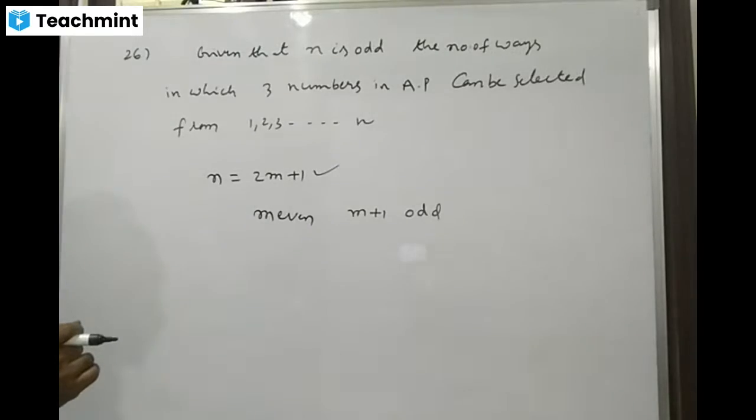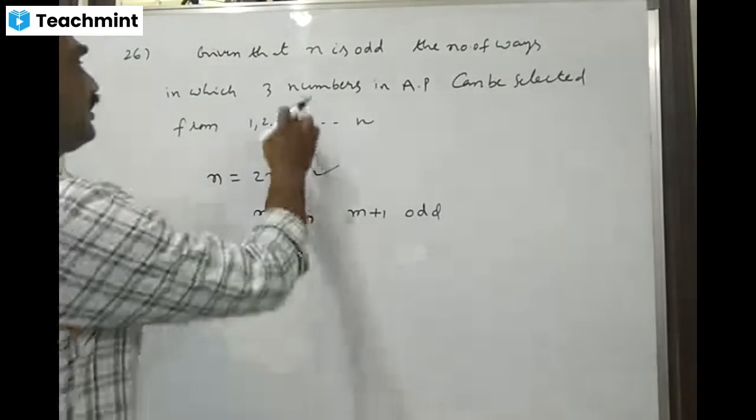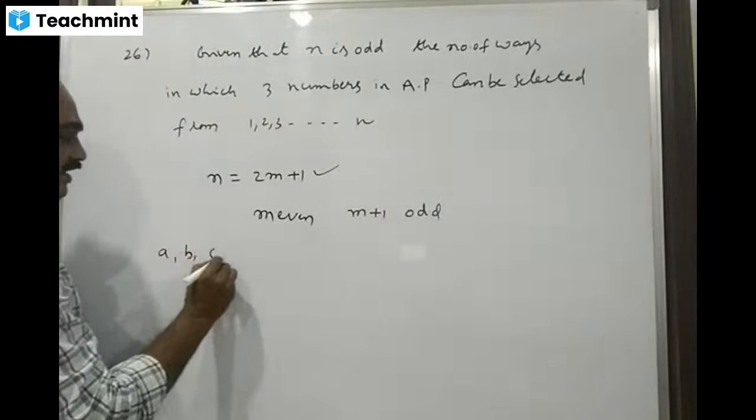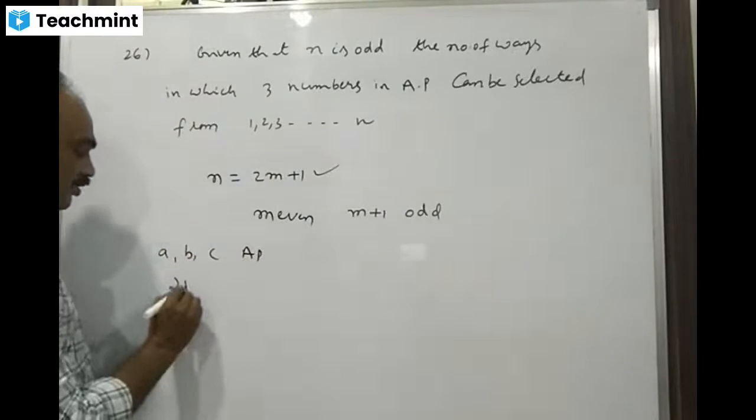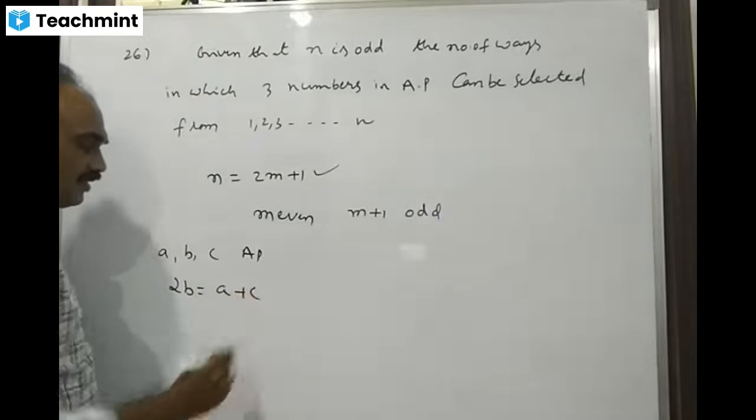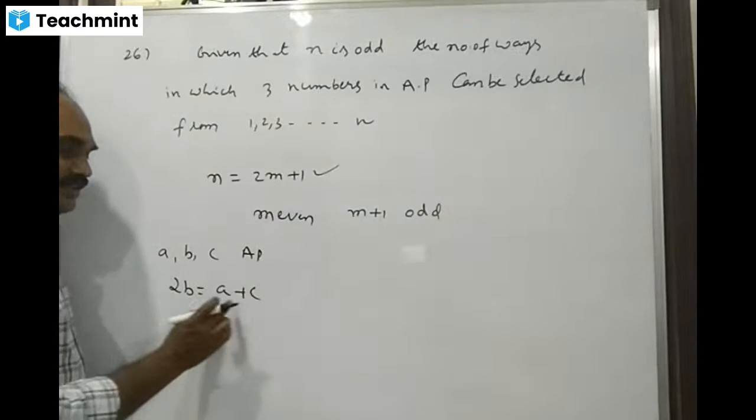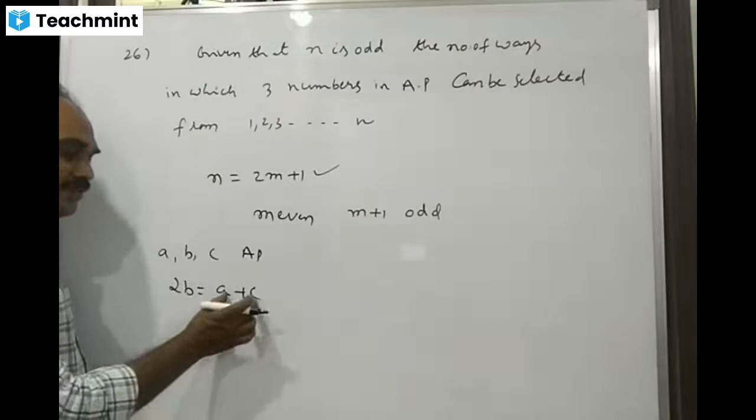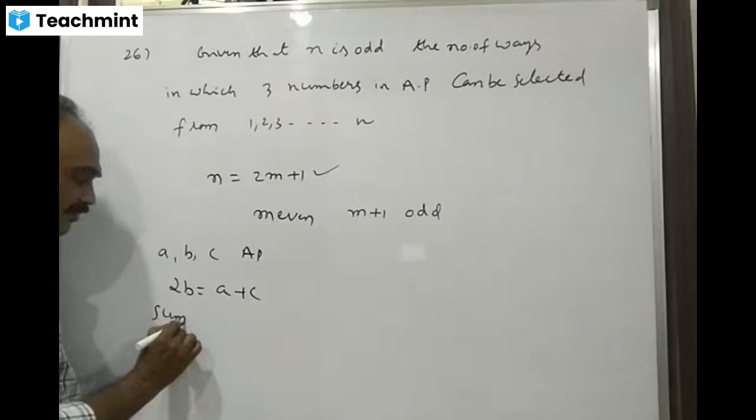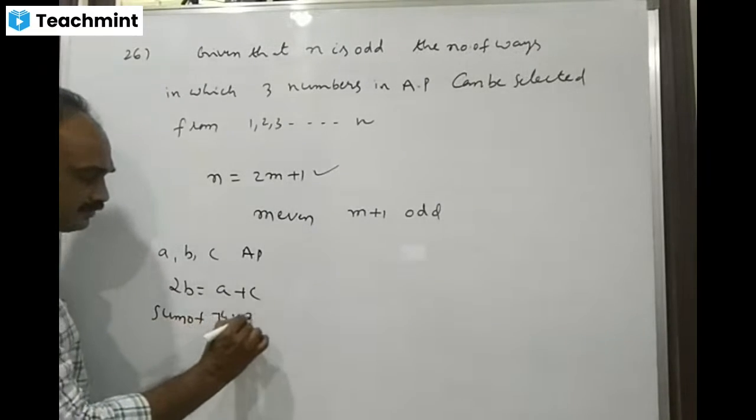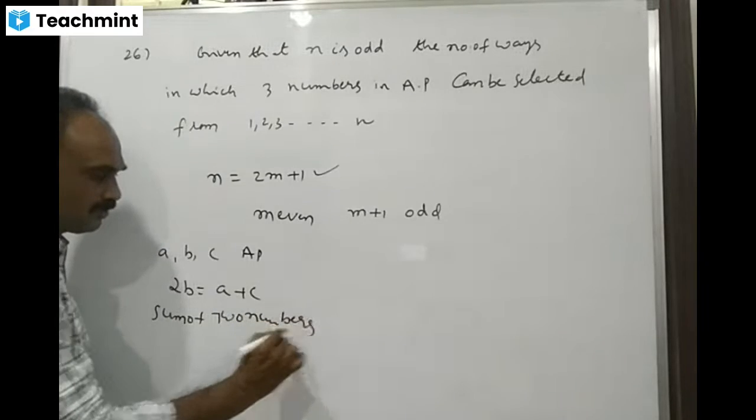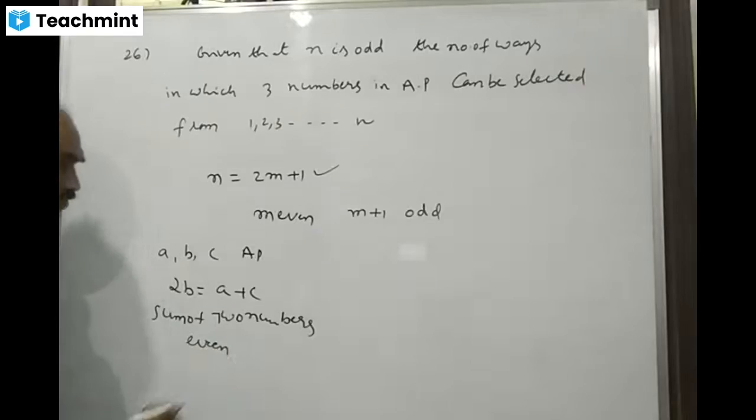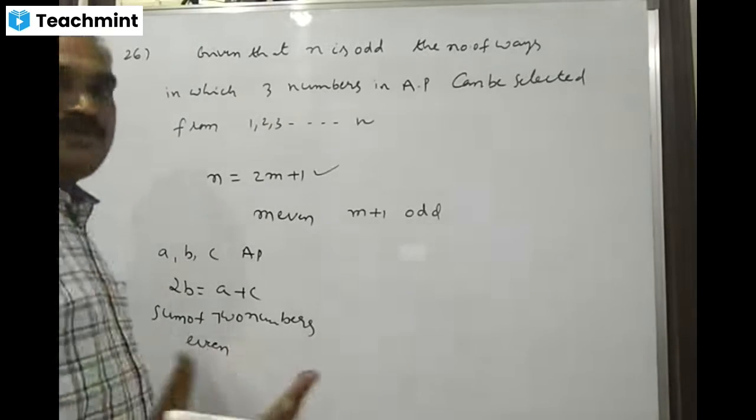Okay, friends. So here three numbers are in AP. Suppose I am taking a, b, c are in AP. What is the formula? 2b is equal to a plus c. So here 2b is equal to a plus c. Friends, 2b means an even number. So the sum of two numbers is an even number. అంటే మనకి ఏ టూ నెంబర్స్ సమ్ చేసి ఈవెన్ నెంబర్ వస్తుంది చెప్పండి.